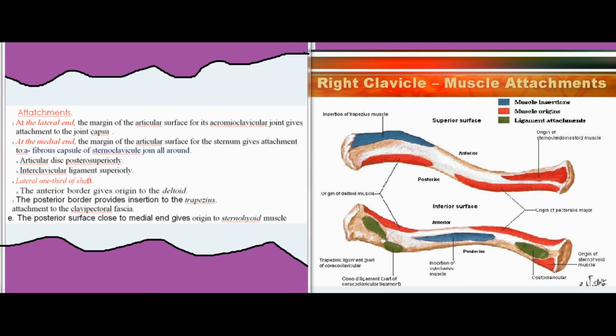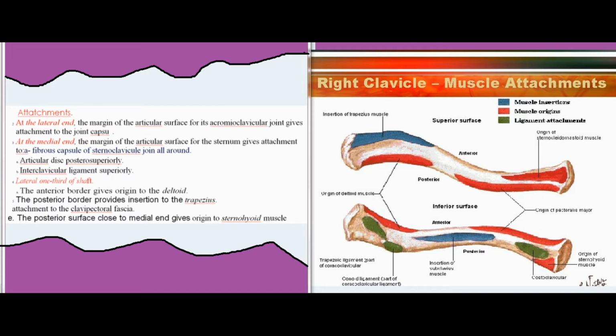Attachments. 2. At the lateral end, the margin of the articular surface for the acromioclavicular joint gives attachment to the joint capsule. 3. At the medial end, the margin of the articular surface for the sternum gives attachment to a fibrous capsule of the sternoclavicular joint all around. Articular disc posterior-superiorly. Interclavicular ligament superiorly.